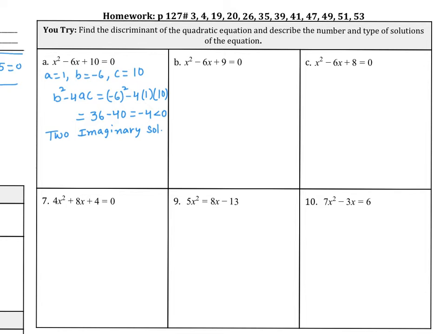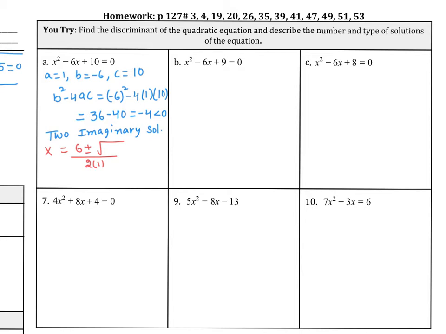Now you find the number of solutions, which is 2, and the type of solution, which is imaginary. So for this type of equation, you're going to have two imaginary solutions. But if you want to find the actual solutions, or the x values, then you have to go by the same formula, that is negative b plus or minus the square root of b squared minus 4ac, divided by 2a.